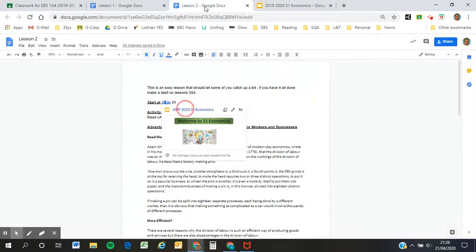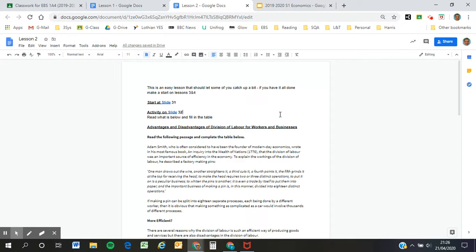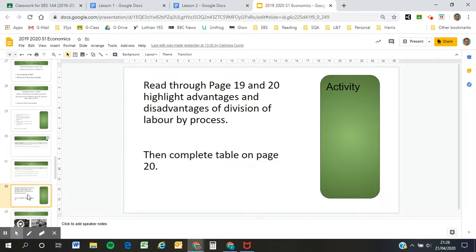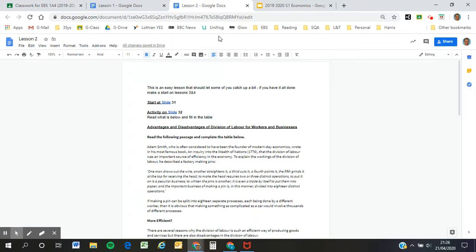So let's have a little look. What do we have to do here? Well, we're going to read all this below, so I know it's a bit of jumping back and forward. It just tells us to read pages 19 and 20, so that's what we've given you. Highlight the advantages and disadvantages of division of labour by process, and then we have to complete the table. And that's us. That's lesson 2.